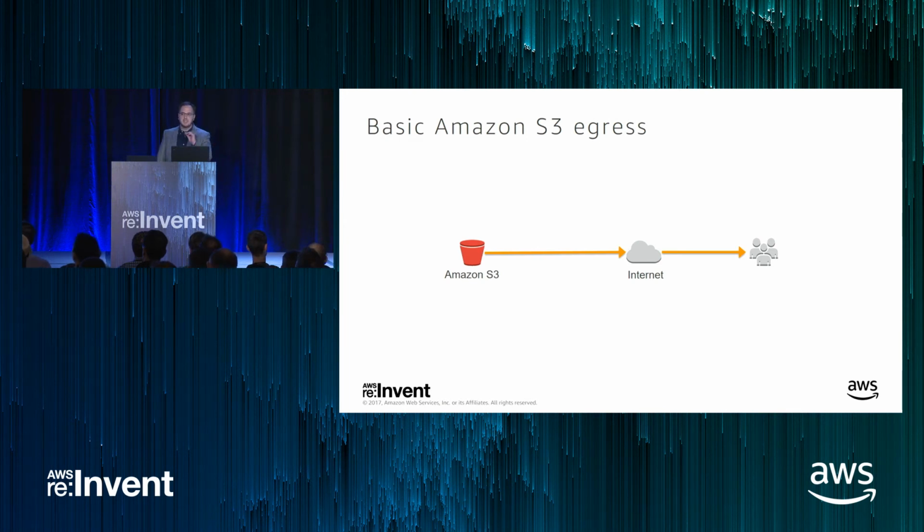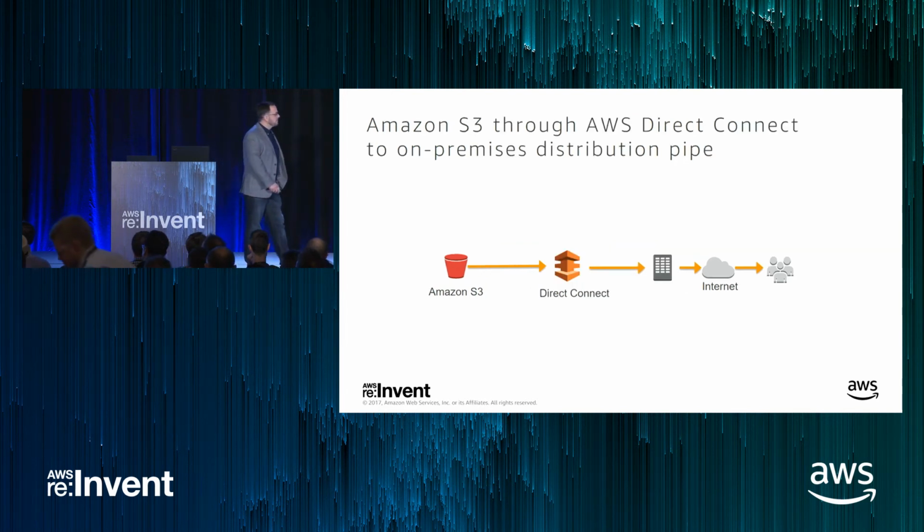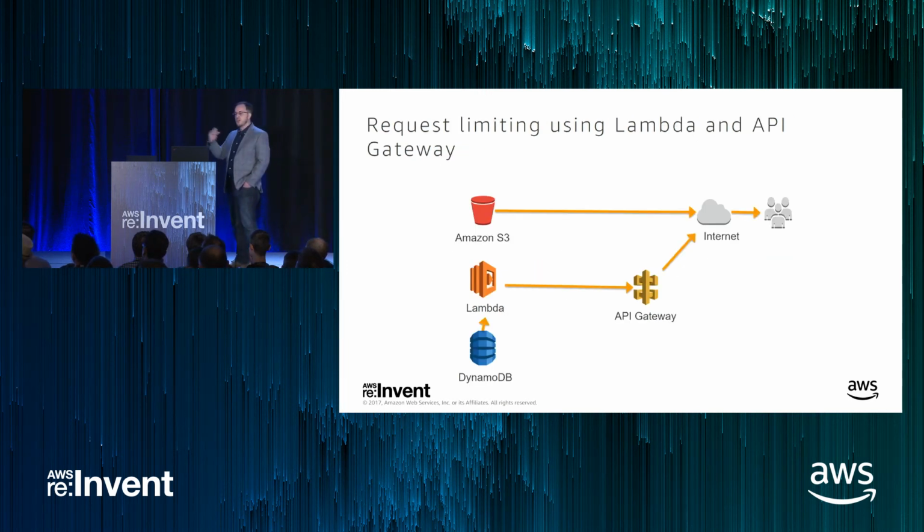The basic, simplest egress solution is we just expose the S3 buckets out to the internet and let people pull data out of S3. We can get fancier, and we can put something like CloudFront in front of it and do distribution that way. We can get another notch, right? NASA has a lot of infrastructure that could be leveraged. We could do a Direct Connect and then do distribution through an on-prem pipe or out of existing infrastructure. Or we can go even fancier and get to this idea of request limiting with Lambda and API Gateway and doing signed URLs, and that lets us manage egress information.